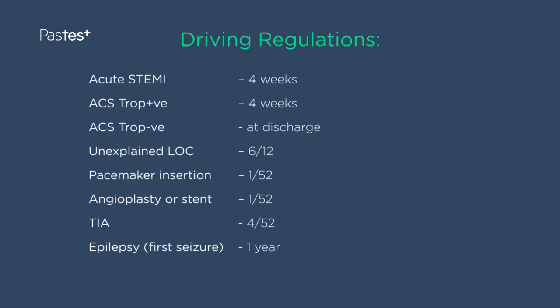The DVLA guidelines, of course, don't just cover cardiology. Indeed, patients who have transient ischemic attacks should be off driving for 4 weeks, and with epilepsy, certainly after the first seizure, they need to be off driving for a whole year in total.